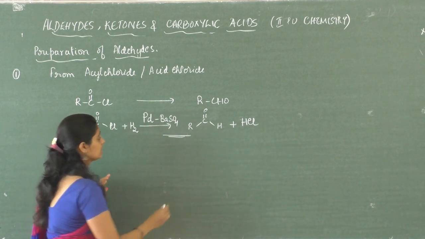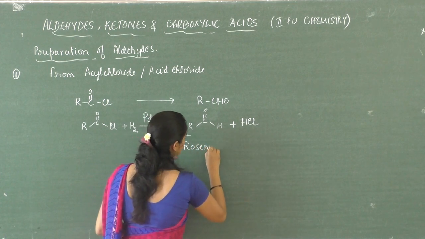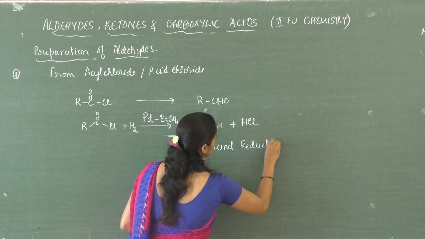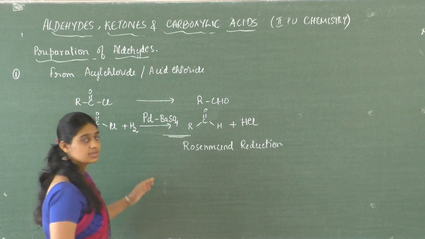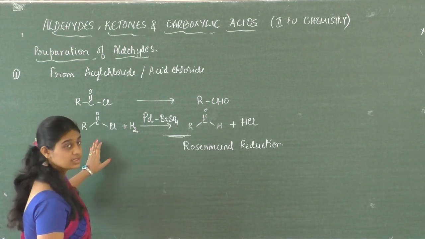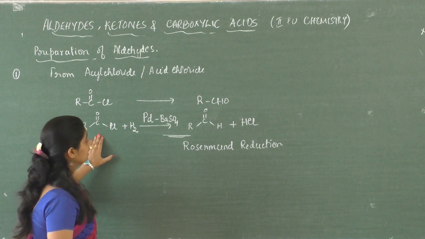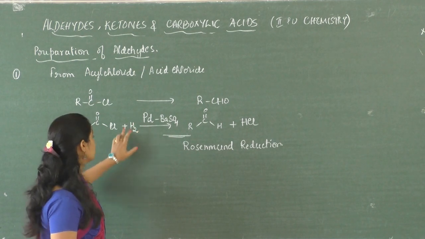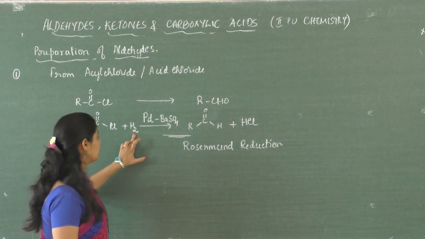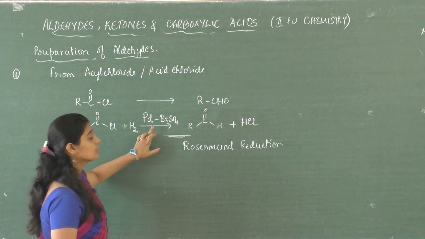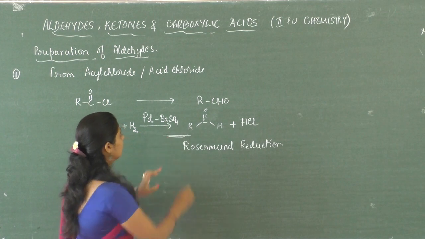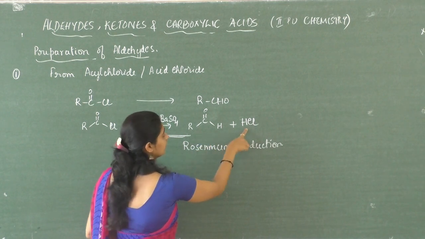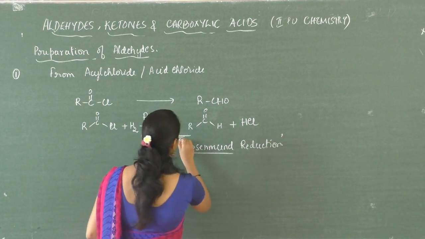And this reaction is called Rosenmund reduction or Rosenmund reaction. This is a very important reaction. That is, when acid chloride is reduced, or else when acid chloride is subjected to hydrogenation. Hydrogenation is nothing but addition of hydrogen atoms. Hydrogenation in the presence of a catalyst, that is palladium, which is supported over barium sulfate, gives the corresponding aldehyde with HCl, and the reaction is called Rosenmund reaction.